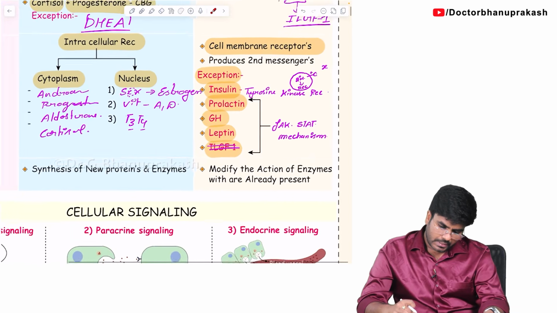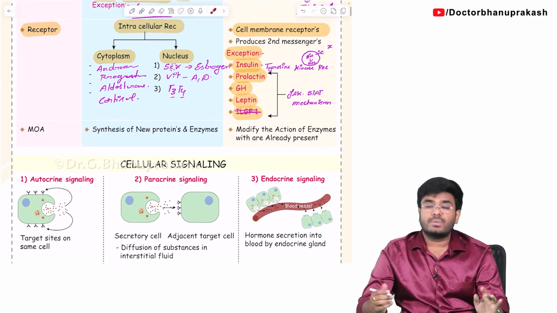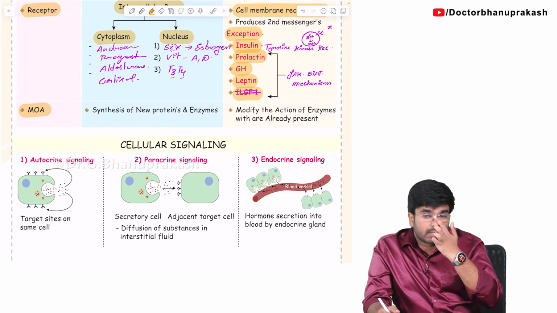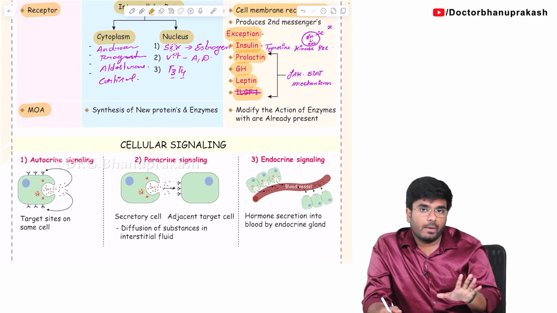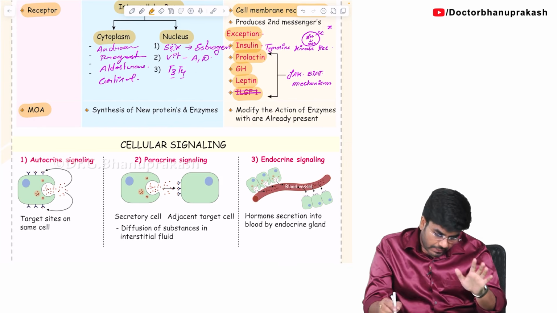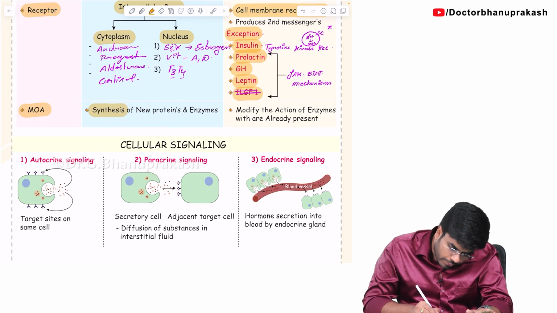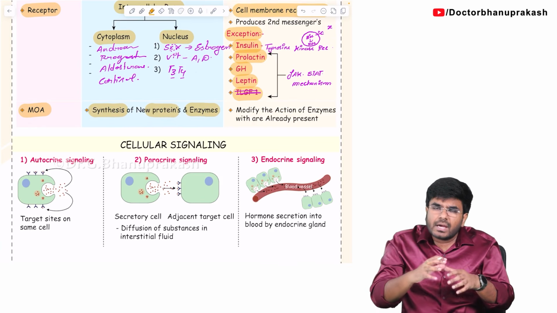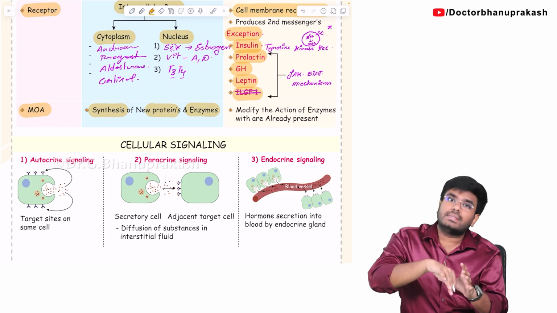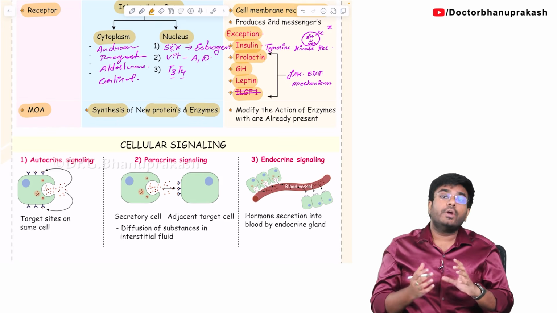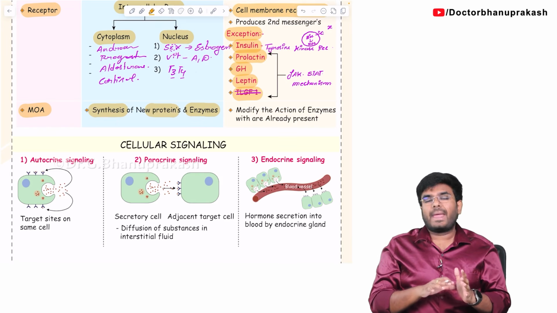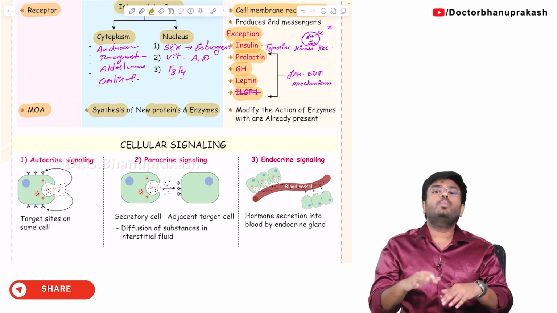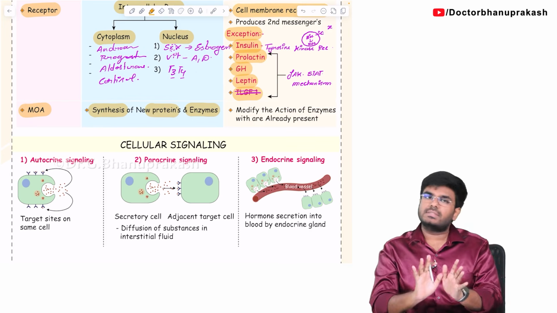Okay, done. Now is anything else different in their mechanism of action? See, most of the time, what do the steroid hormones do? They help in synthesis of new proteins and enzymes. Enzymes are also proteins. So mainly their mechanism of action is on the nucleus. They will go into the nucleus, activate certain receptors, and help in the transcription and translation process. Finally, a new protein or a new enzyme is synthesized.